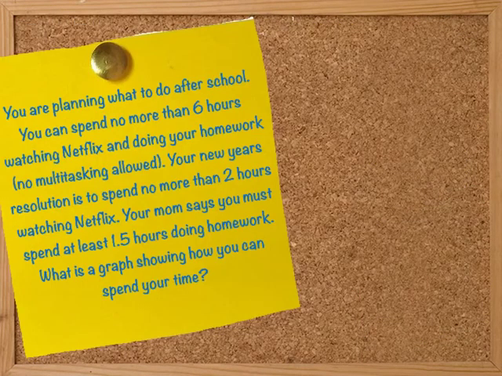Lastly, let's go ahead and do a word problem. I love those. You're planning what to do after school. You can spend no more than 6 hours watching Netflix and doing your homework. No multitasking allowed. You need to focus on your homework when you do it. Your New Year's resolution is to spend no more than 2 hours watching Netflix. And your mom says that you must spend at least 1.5 hours doing homework. What is a graph showing how you can spend your time?